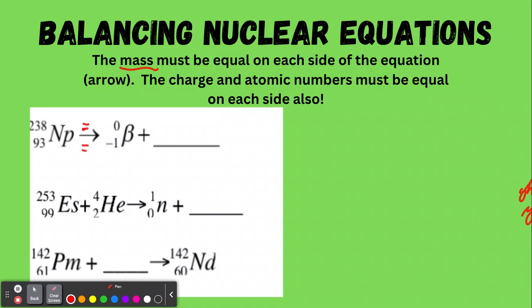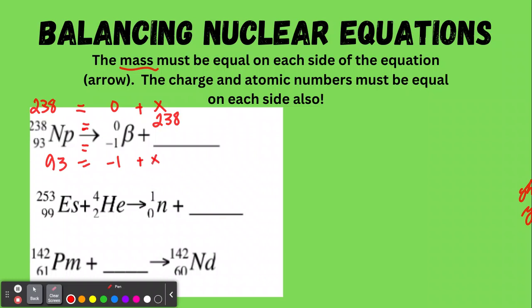So I treat these like two separate equations. And I say we've got 238 equals 0 plus x, because this is what we're trying to find out. Well, I know that if I subtract 0 from 238, I still have 238. So that is my x in this case. Then I'm going to do the exact same thing on the bottom. I have 93 equals -1 plus x.